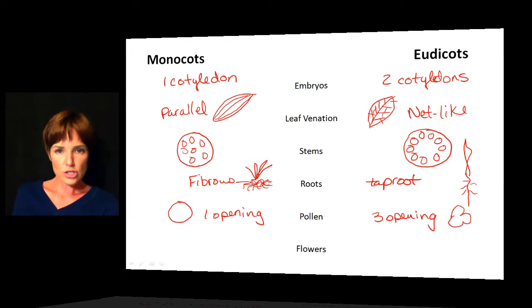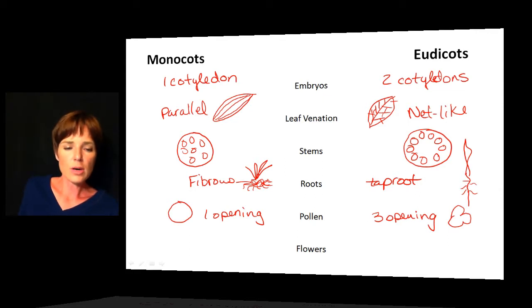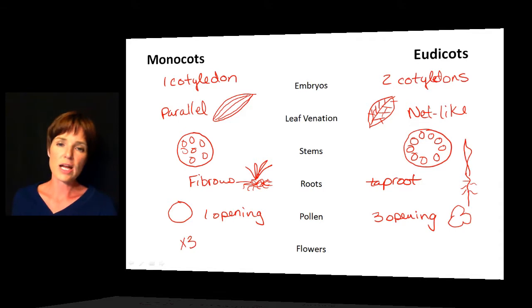The flower structures tend to vary in the number of units that they have. So in the monocots, you tend to have flower parts in multiples of 3. So you might have 3 petals or 6 petals or 9 petals, usually 3 or 6. And with the eudicots, you tend to see things in 4s and 5s. So if you see a flower and it's got 5 petals on it, then you're looking at a dicot. If you see one that's got 4 petals on it, then you're looking at a dicot.